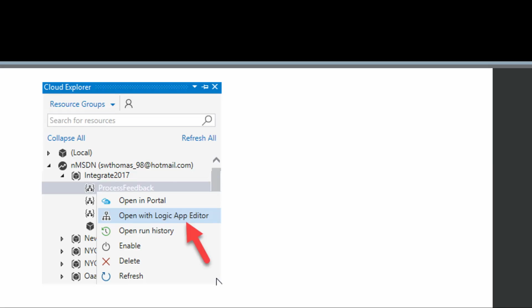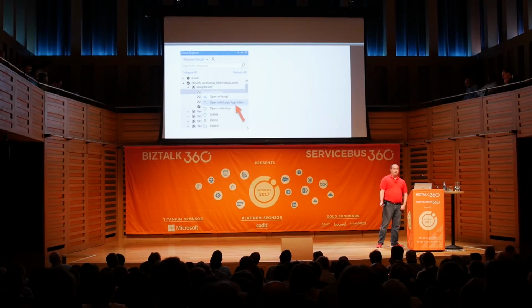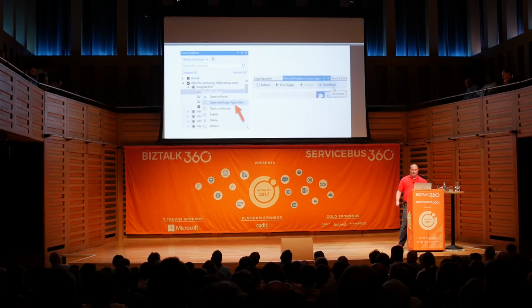So let's take a look if we did want to download our logic apps from the web portal into Visual Studio. You would do that using the Cloud Explorer. You would go into the Cloud Explorer, log in with your credentials, navigate to your subscription, find your resource group, and then find the logic app. You simply right-click on it and say Open in Logic App Editor. Then once it loads, you simply click Download.